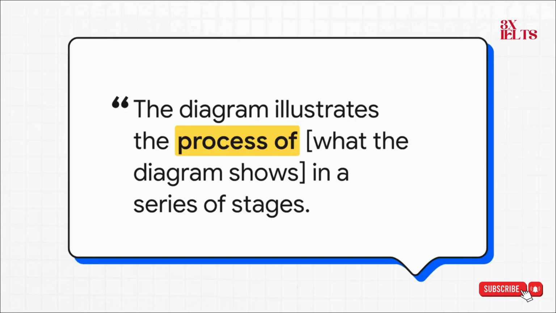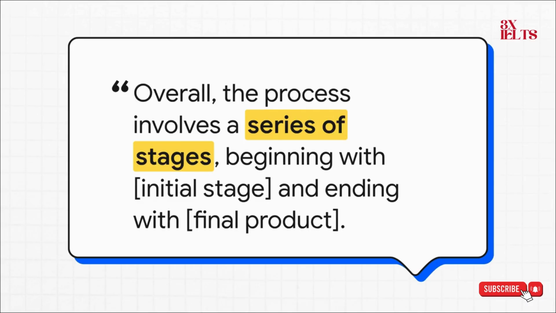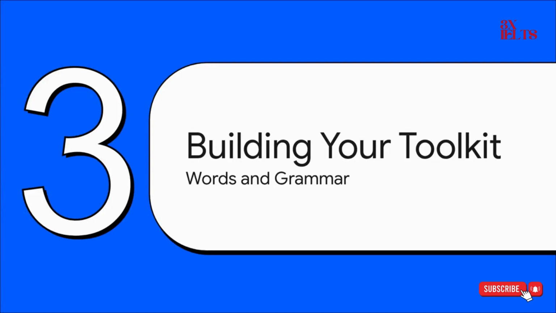And check this out. This simple template takes all the stress out of writing that first sentence. You don't have to be clever or creative. Just use this pattern. The diagram illustrates the process of, and then you fill in the blank with whatever the chart shows. Boom, a perfect high-scoring start. And for the second paragraph, that all-important overview, here is another go-to pattern for you. Overall, the process involves a series of stages, beginning with, you just name that first step, and ending with, you name the final product. Doing this right away shows the examiner you get the big picture before you dive into all the details.